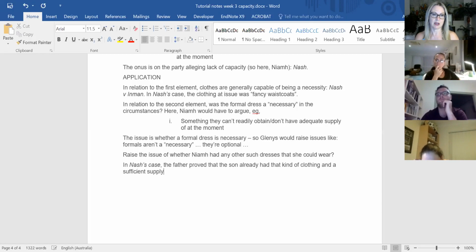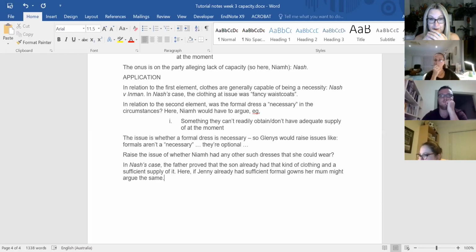Here, if Ginny already had sufficient formal gowns, her mum might argue the same. Thoughts? Why would Glenys be raising the issue that formals aren't necessary if she's trying to get the sale of a necessary item?